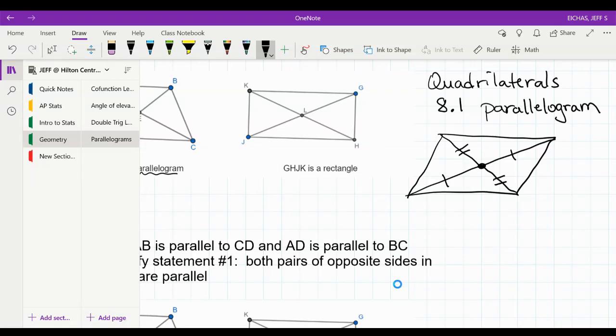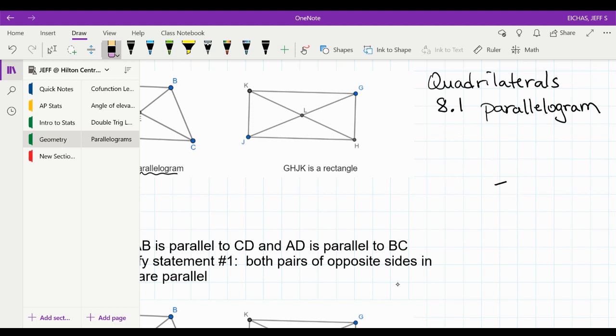Welcome back, everyone. So we have a continuation of our Chapter 8, Quadrilaterals. 8.1, we studied the parallelogram, and now in 8.2, we're going to be studying the rectangle. Now, the rectangle is really an upgrade from parallelogram. So the rectangle has to have all the parallelogram properties first, and then it gets either a right angle.